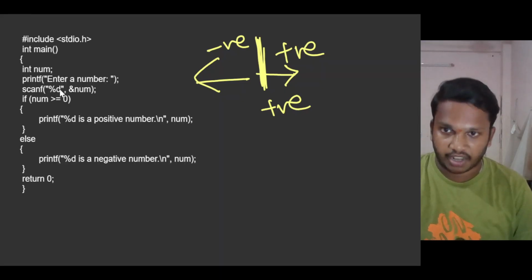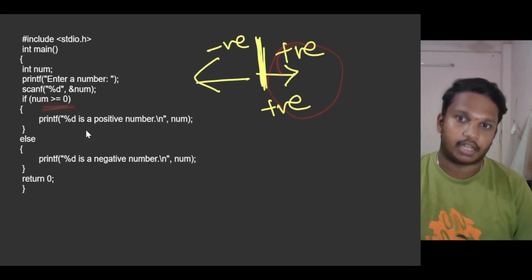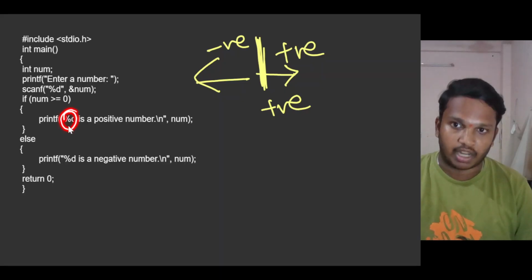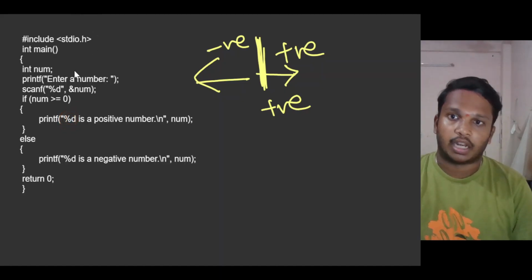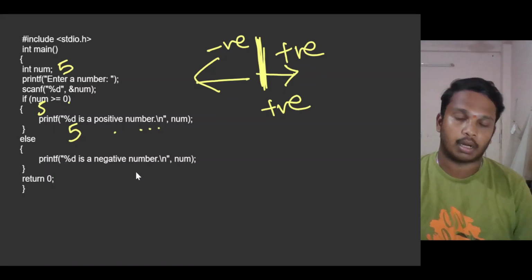Now I wrote the same logic. See, observe here. If the number is greater than or equal to 0, that means the right side part. So it is the given number. For example, let us assume one test case. In num I entered 5. So the number 5, 5 is greater than or equal to 0, true. Then what we need to print? 5 is a positive number, right?